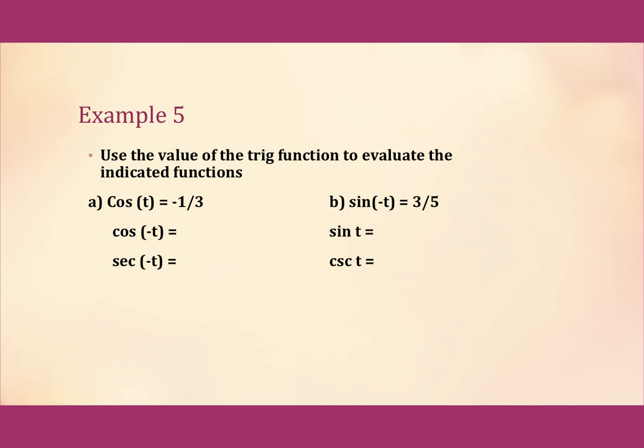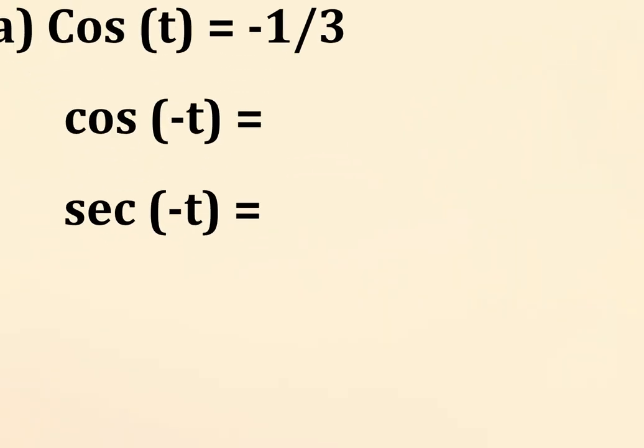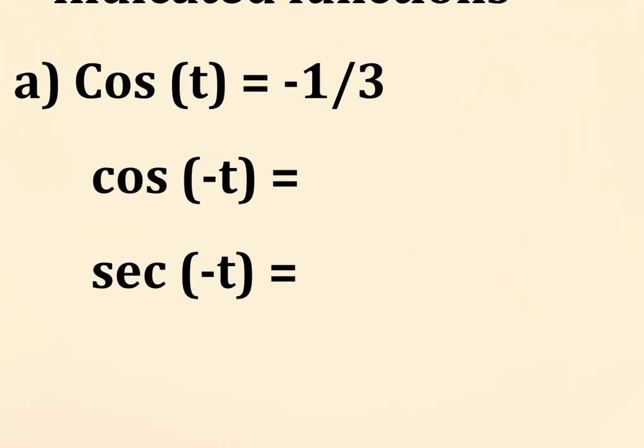It says use the value of the trig function to evaluate the indicated functions. So for A, this is even and odd mixed with reciprocal functions. If the cosine of t is negative 1/3, what's the cosine of negative t? Does the sign change with cosine? No, so it is also negative 1/3. What would the reciprocal be of the cosine of negative t? Negative 3.